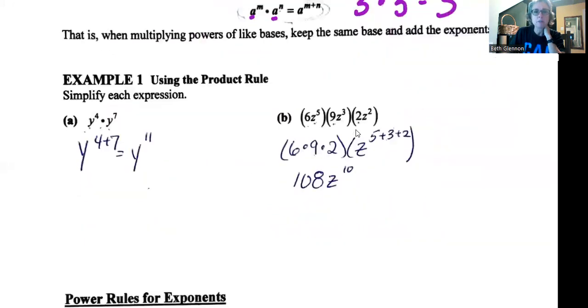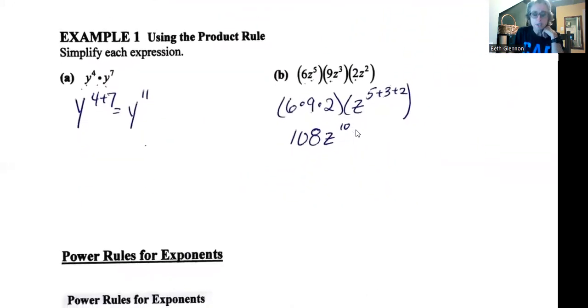Taking a look at some of these products, here I have y to the 4th times y to the 7th. All I'm going to do is add the exponents together. Now, a little more spicy in question B, notice that I've got a 6, a 9, and a 2. I can multiply all of those constants together and get 108. And I'm just going to notice all the z's and add the exponents, 5 plus 3 plus 2. 5 plus 3 is 8, plus 2 is 10.